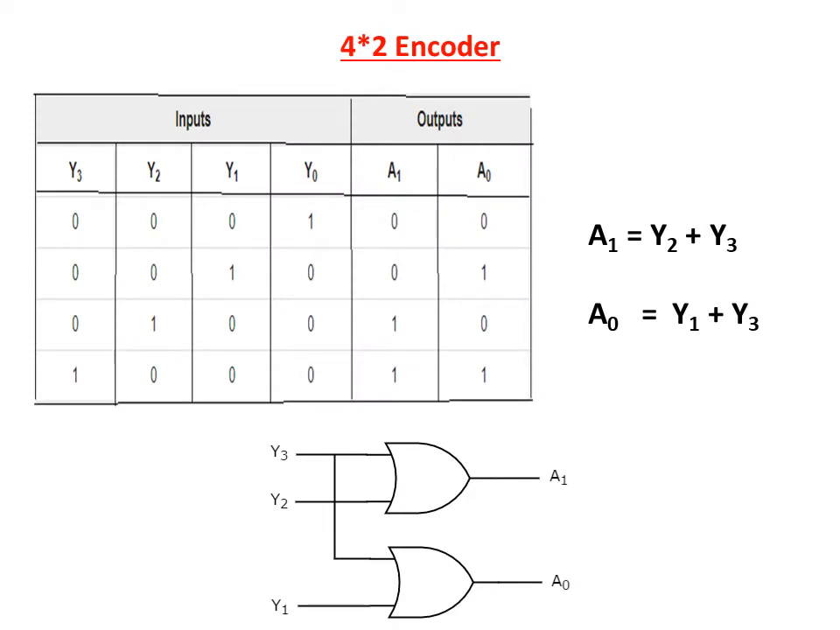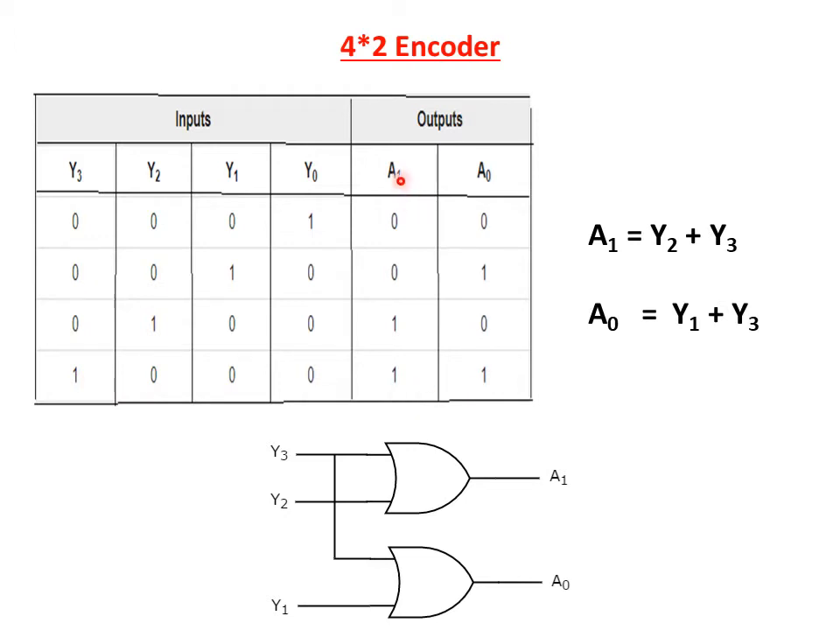This is the function table for 4 to 2 encoder. The inputs are Y3, Y2, Y1, Y0 and the outputs are A1, A0. So at any time only one input is active. When input Y0 is active, the outputs are 0, 0. And when input Y1 is active, the outputs are 0, 1. And when input Y2 is active, the outputs are 1, 0. And when input Y3 is activated, the output is 1, 1.